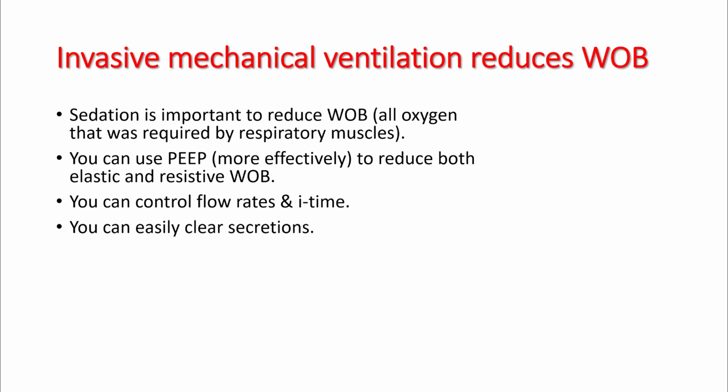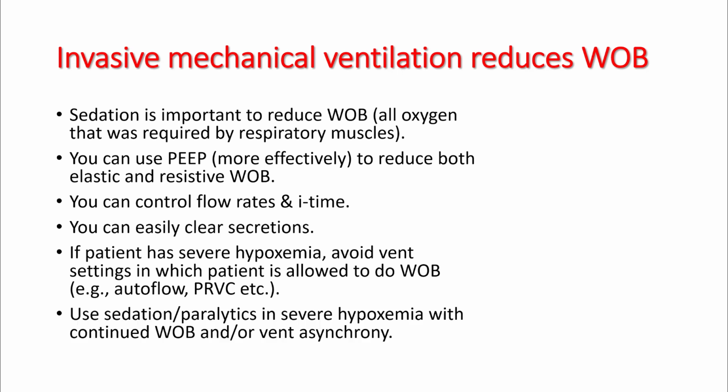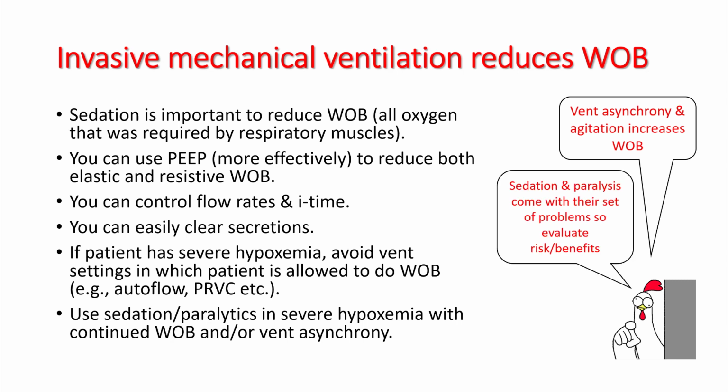You can clear secretions. One of the things to remember is if the patient has severe hypoxemia, try to avoid ventilator settings in which the patient is allowed to do work of breathing, for example in autoflow, PRVC mode, etc. If you're dealing with severe hypoxemia, you can use sedation or paralytics to decrease work of breathing or prevent ventilator asynchrony. Vent asynchrony and agitation cause increased work of breathing and can cause hypoxemia. Sedation and paralysis can be used after you have optimized the ventilator settings. However, these medications come with their own set of problems, so always evaluate risks and benefits before initiating these.